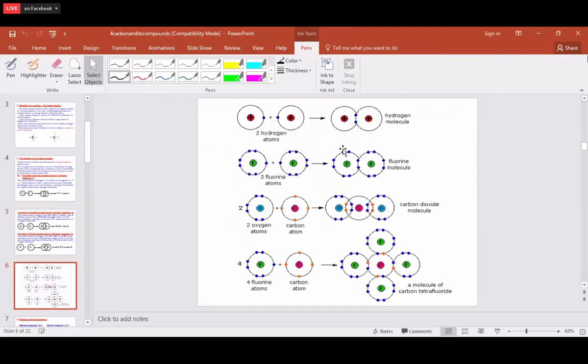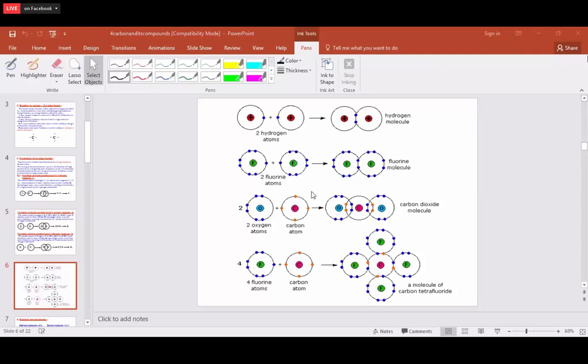Okay. So now this is the hydrogen molecule. Hydrogen has 1 electron in the outermost shell. This is another hydrogen atom, which also has 1 electron in the outermost shell. Both want to attain the stable configuration, so both share 1 electron each. So this is the single covalent bond between the hydrogen atoms, H single bond H.